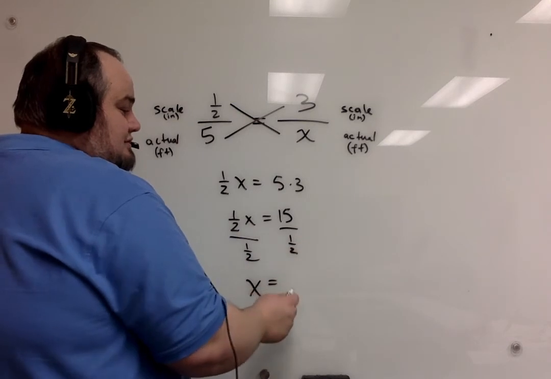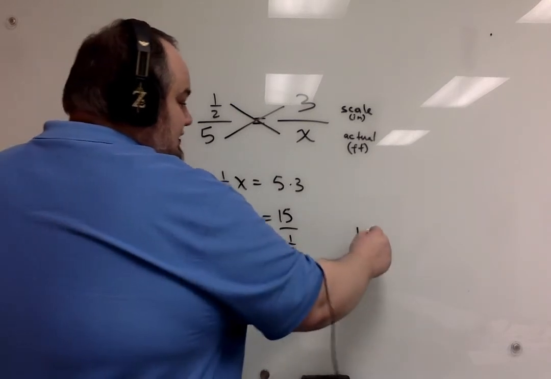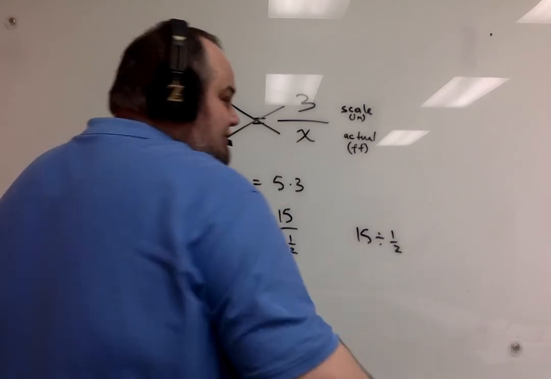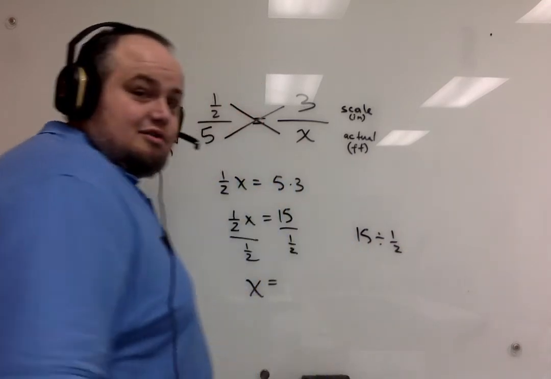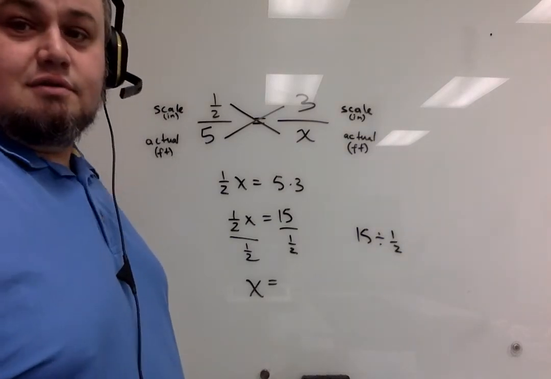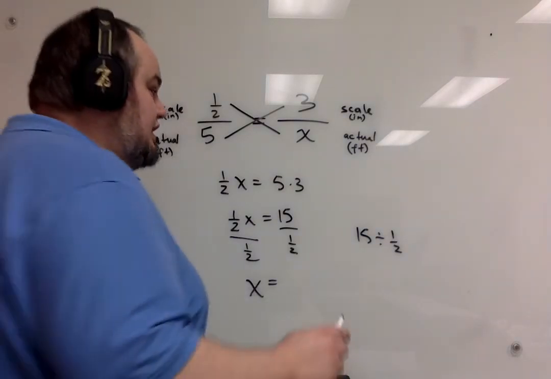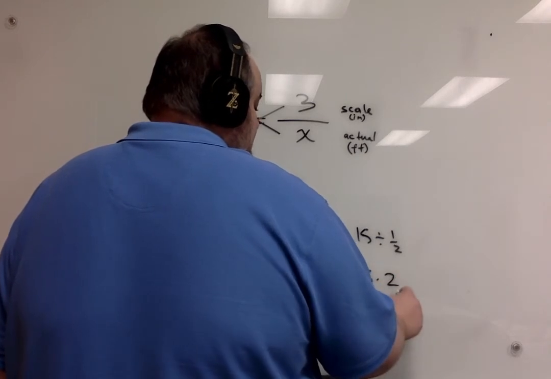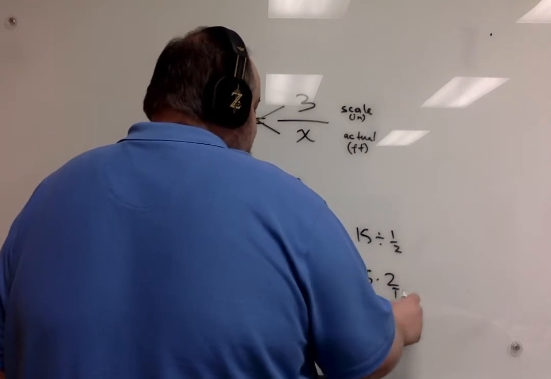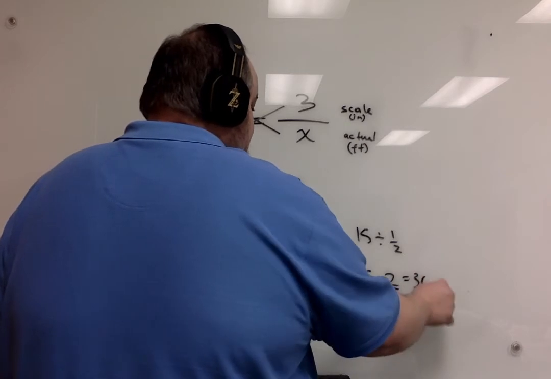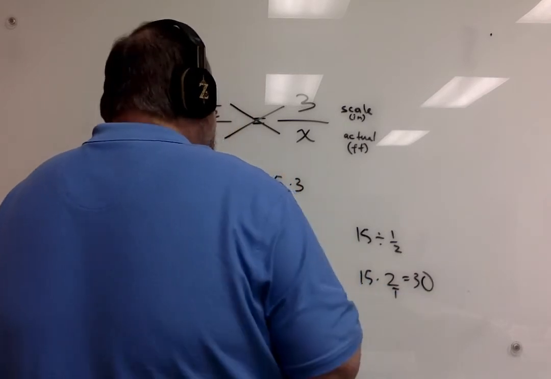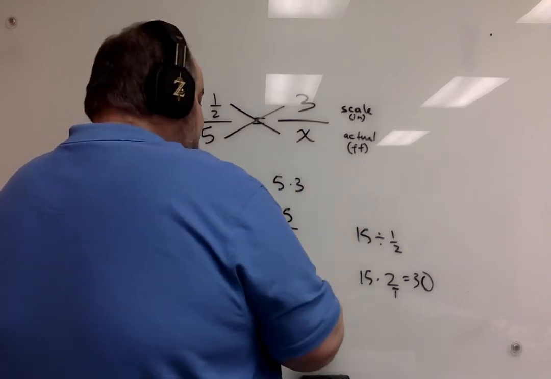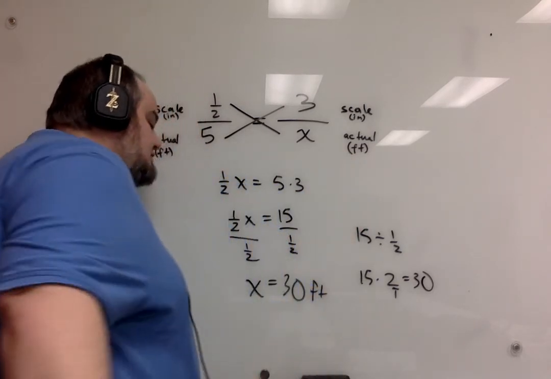So x equals, and then we have 15 divided by 1/2. Remember, when you're dividing by a fraction, you're multiplying by the reciprocal of that fraction. Okay? So we have 15 times 2 over 1, or just 15 times 2. So that's equal to 30. All right, and our answer here, we need the units, so the answer is feet. So we have 30 feet.